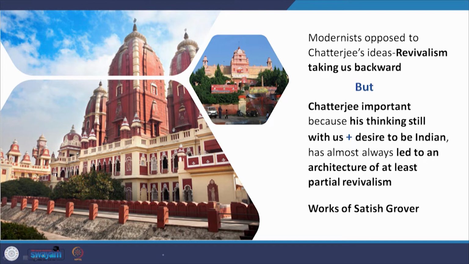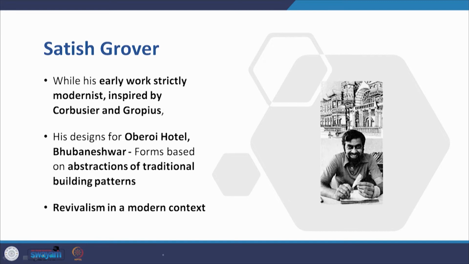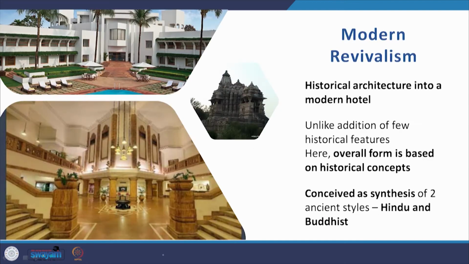It is different from revivalism, because revivalism clearly shows in its form that this is borrowed from traditional forms. A critical regional building is much more subtle in the way those forms are presented to us. But with regard to the works of Satish Grover, I would say that they fall between outright revivalism and the more subtle regional modernism. His early work was strictly modernist, inspired by Corbusier and Walter Gropius. But when he designed the Oberoi Hotel in Bhuvaneshwar, where the form was based on abstractions of traditional building patterns, it was revivalism in a modern context.